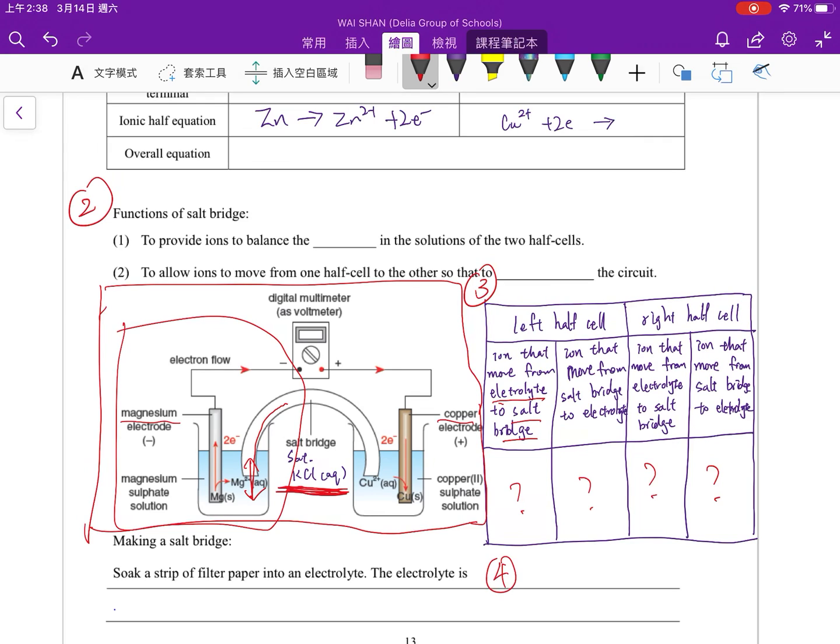And number 4, you also need to fill in how to prepare a salt bridge. As I said, soak a strip of filter paper into an electrolyte, and the electrolyte should be an ionic compound which has mobile ions, and the electrolyte should not react with the electrodes and the electrolyte. That means it should not react with anything inside the simple chemical cell.